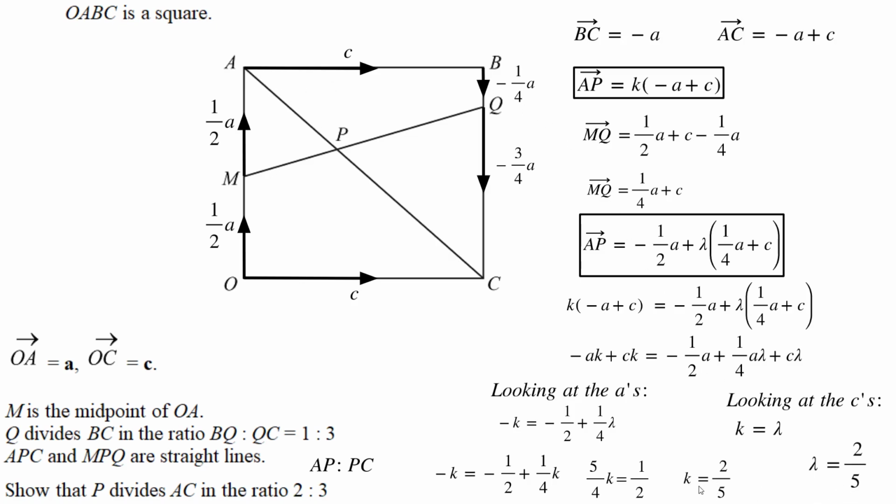So the variable that we used to represent AP of this full line, AC, was K. So we said that 2/5 of line AC, because we're looking at AC, is AP. So if this is 2/5, then this is 3/5. So that's 2/5 to 3/5. Multiply both sides by 5, that's 2 to 3, like we want.